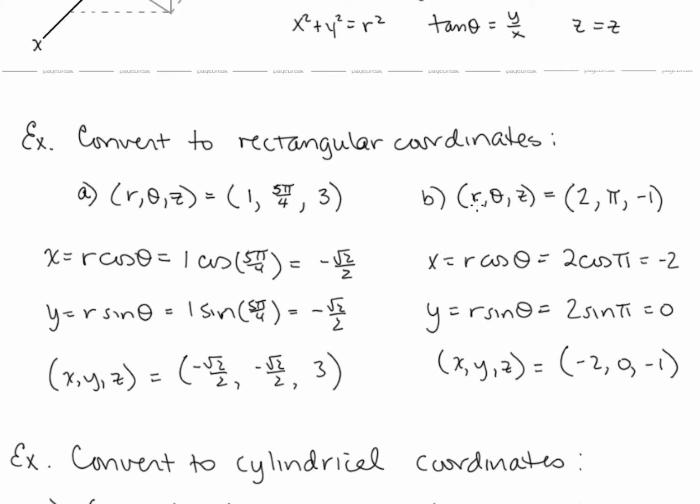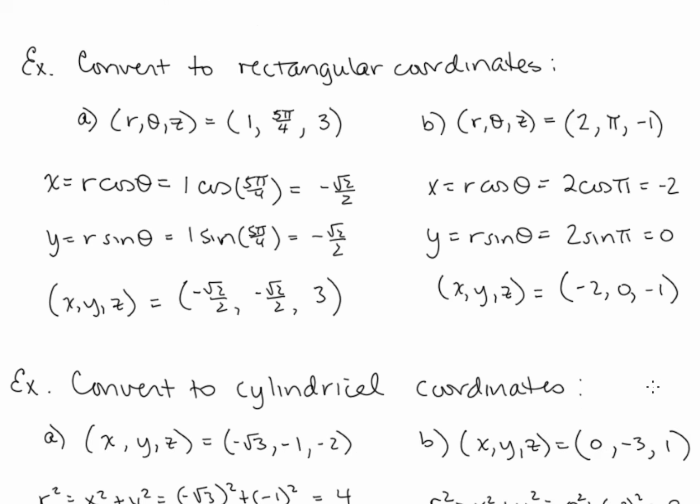Taking a look at this example, we have r, theta, z to be 2, pi, negative 1. Again, our z coordinate just carries, and we need to change the r and theta to x and y using the same equations, x equals r cosine theta, y equals r sine theta. So in this case we get x equals negative 2 and y is equal to 0. And so our x, y, z coordinates are negative 2, 0, negative 1.